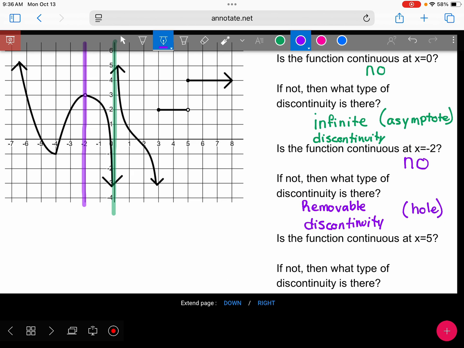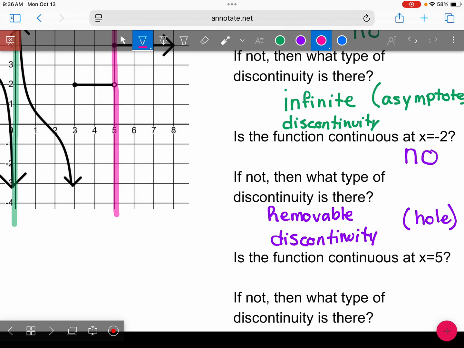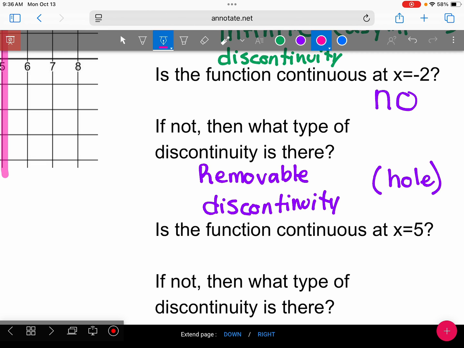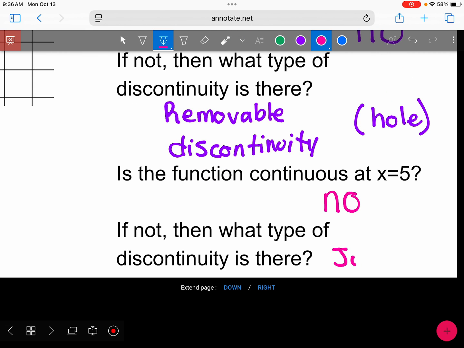And then our third one over here that we're asking about is what happens at x equals 5? Is it continuous at x equals 5? Nope. What kind of discontinuity is that? It is a jump. It has a jump discontinuity. I'm not going to write the word discontinuity again, because I'm out of space and I don't want to spell it again. You can just put infinite, removable, and jump. You don't have to write the word discontinuity. Too much spelling.